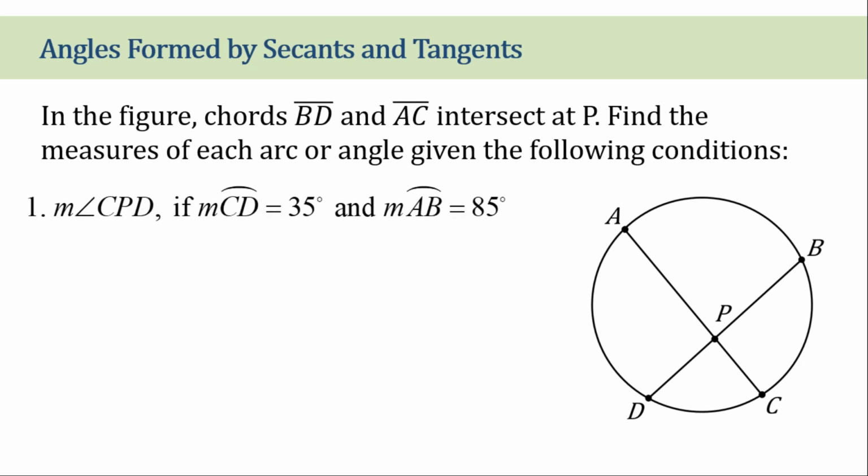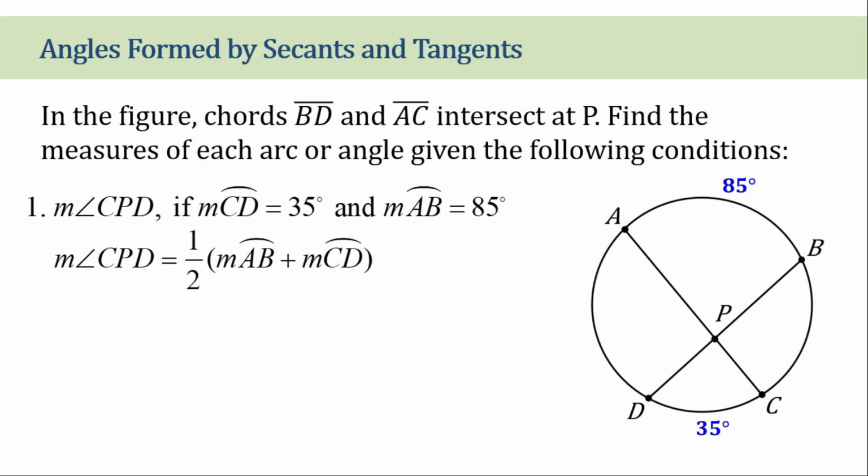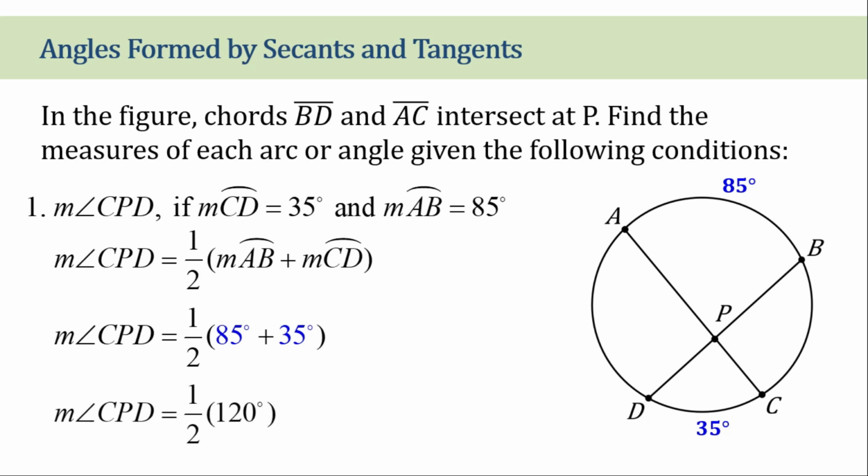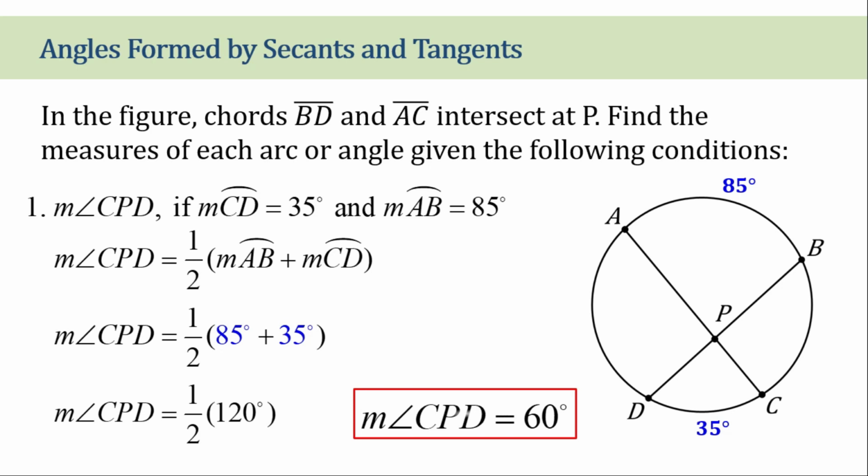Number one: find the measure of angle CPD if the measure of arc CD is 35 and arc AB is 85. The measure of angle CPD is equivalent to 1/2 of the sum of arc AB and arc CD. So that is 1/2 of 85 plus 35, which is 1/2 of 120, and the measure of angle CPD is 60 degrees.